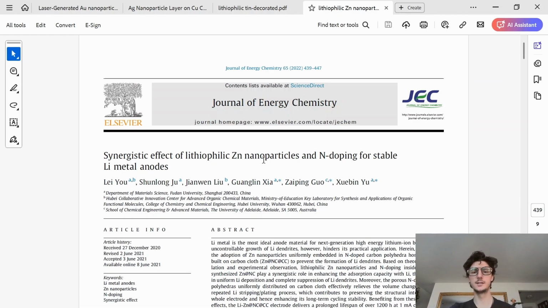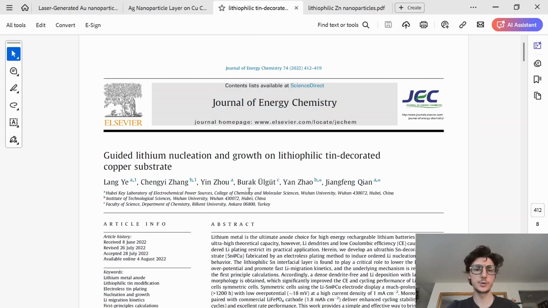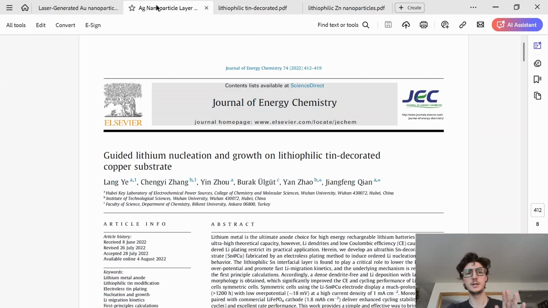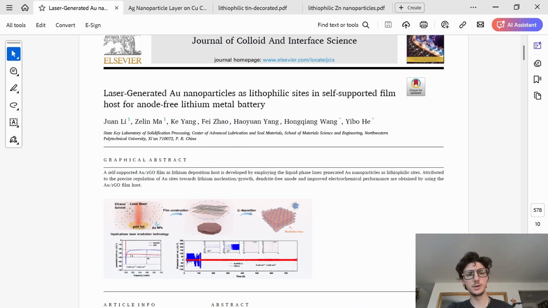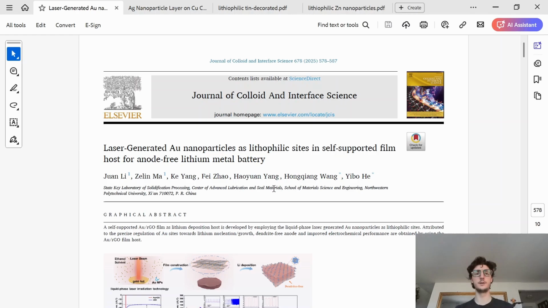So for this one, they got zinc with the carbon cloth on it. For this one, they got tin, kind of electrolysis plating. Same thing with this one, with the silver. And this one, they use kind of a laser strategy onto graphene oxide. So a bit of differences between each of the articles, but they're all pretty cool.